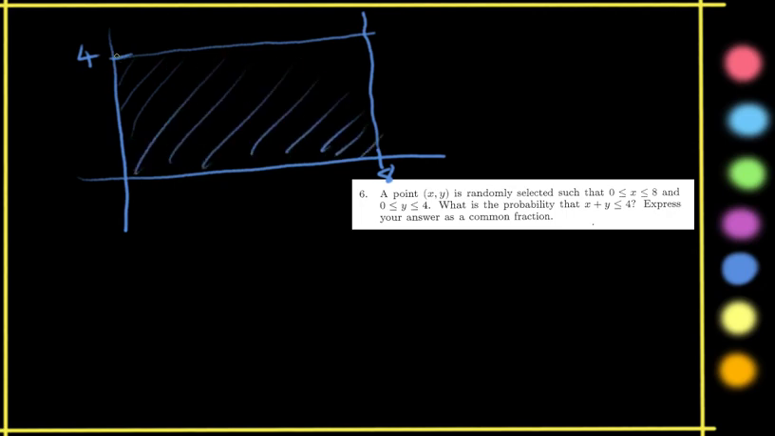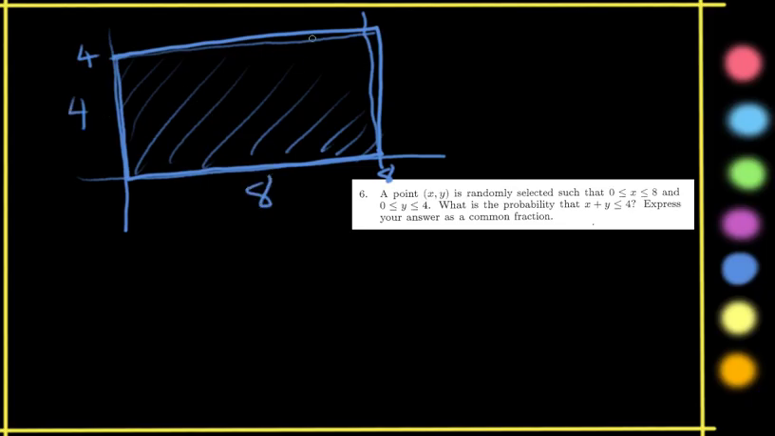So this is the sort of rectangle of valid xy points. Any point inside this rectangle has height of 4 and width of 8. Any point inside that rectangle is a valid point that we could pick. And then it says, what's the probability that x plus y is less than or equal to 4? So what part of this rectangle is x plus y going to be less than or equal to 4? Well, we can just graph y equals 4 minus x.